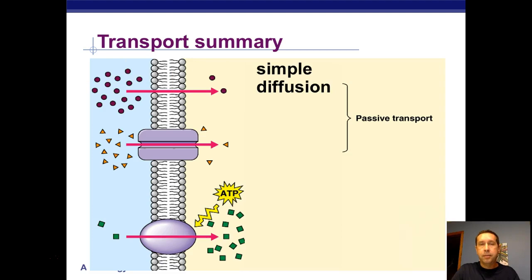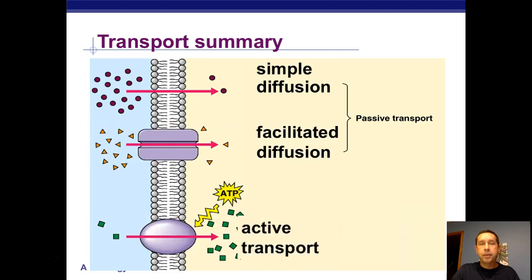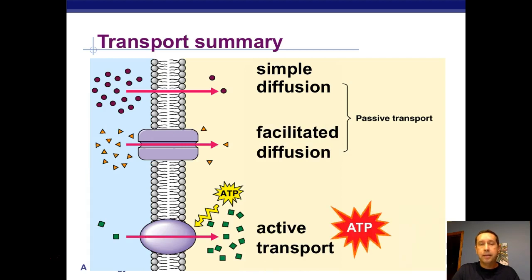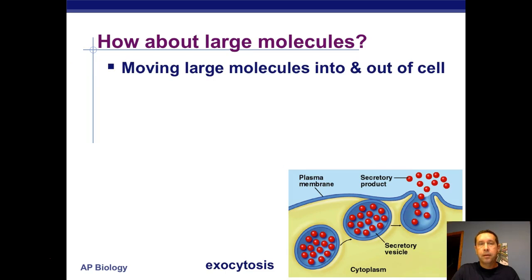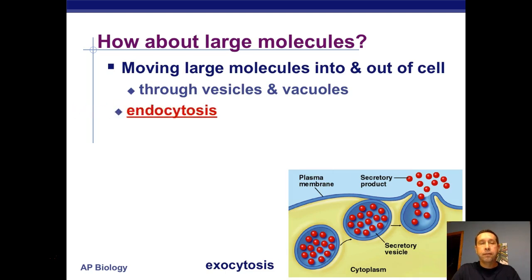So here you can see simple diffusion going through the phospholipid bilayer, facilitated diffusion using a protein channel, and active transport using a carrier protein and ATP. So what about large molecules? How do we get large molecules in and out of the cell? So this involves vesicles and vacuoles, some of the structures we talked about when we talked about the cell itself.